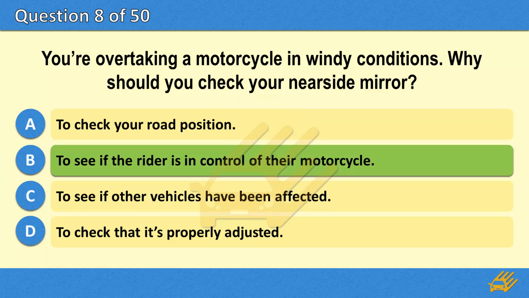The correct answer is B. To see if the rider is in control of their motorcycle.